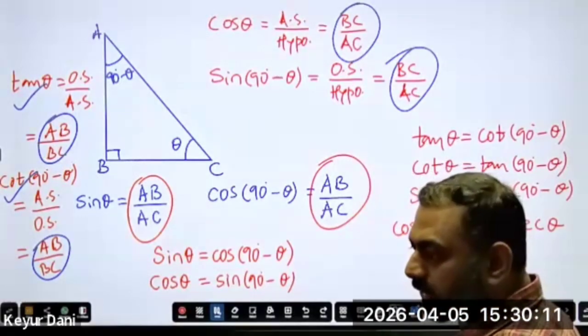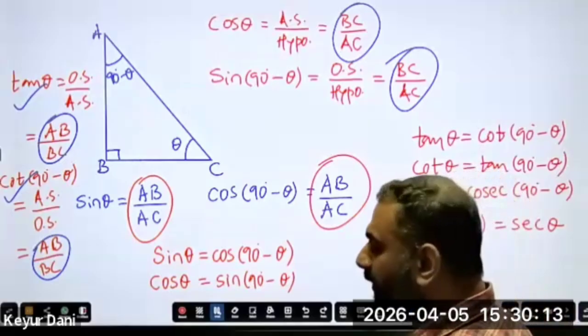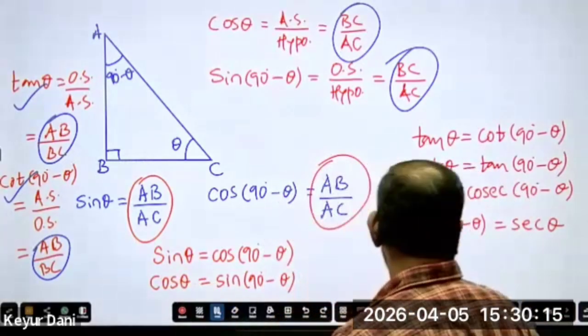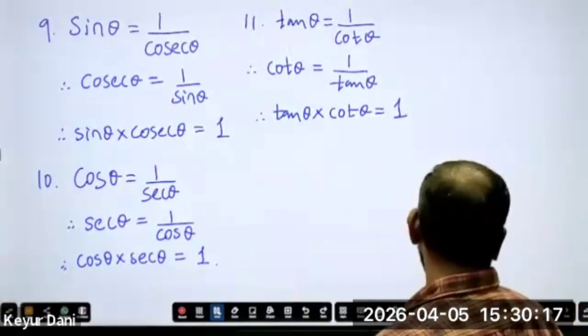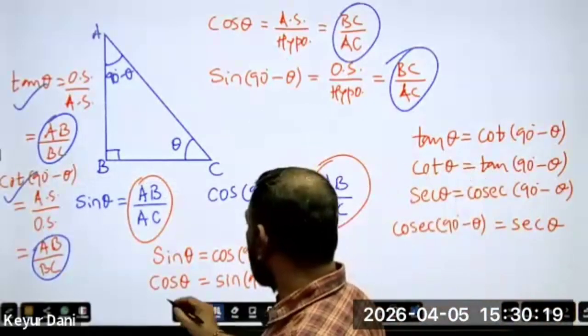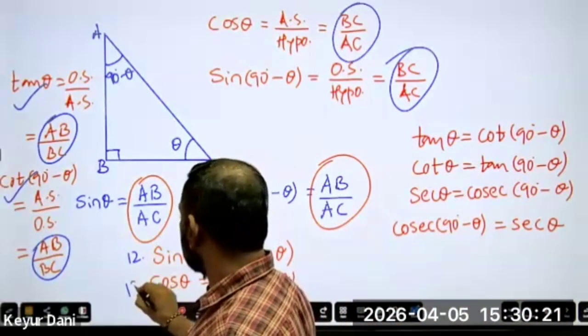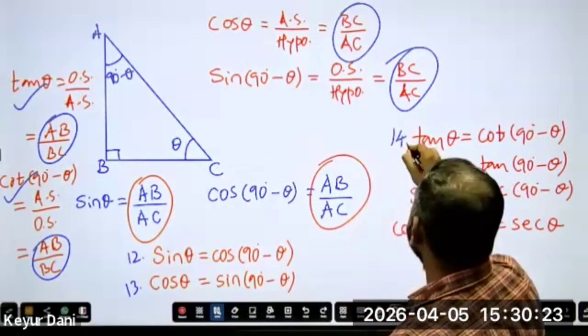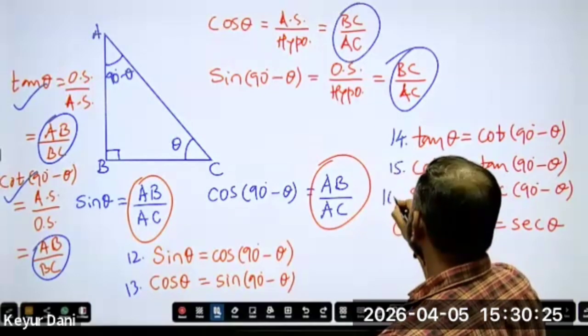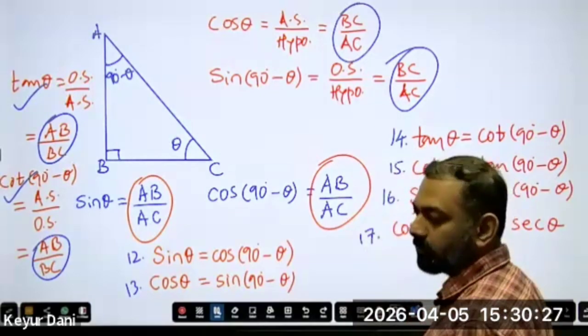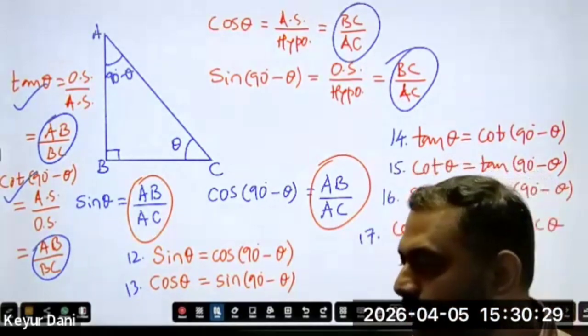Clear? So now your next set of formulas should be, I think, which was the last formula which we wrote? 11. The next set of formulas are these: 12, 13, 14, 15, 16, and 17. All right.